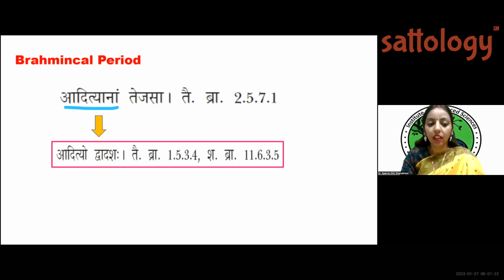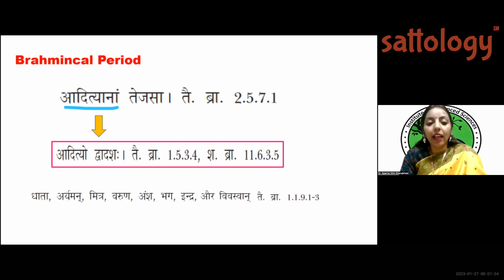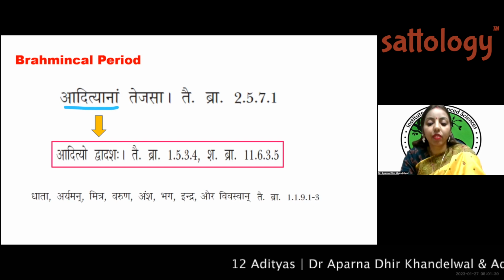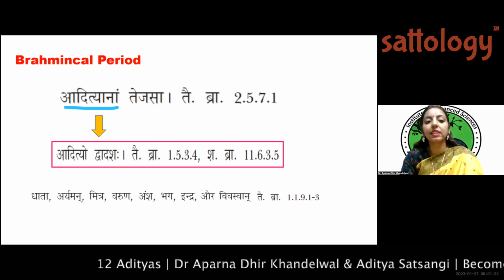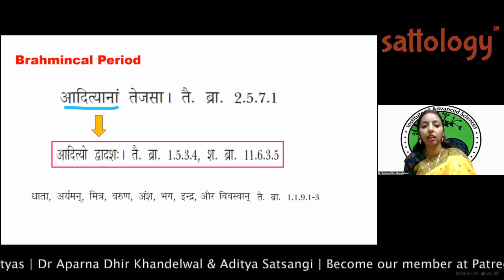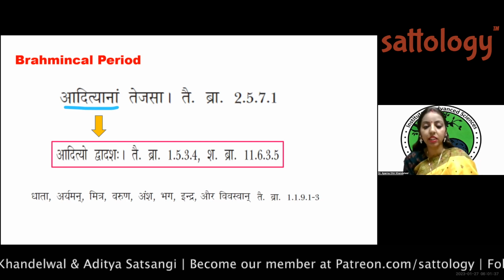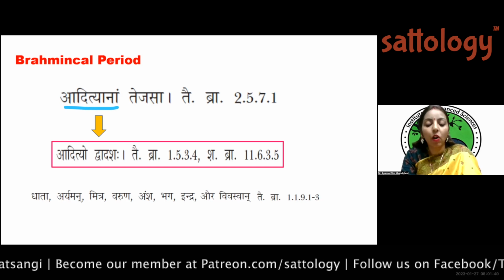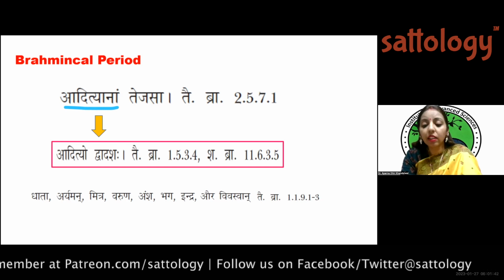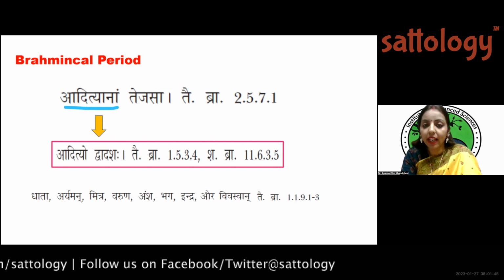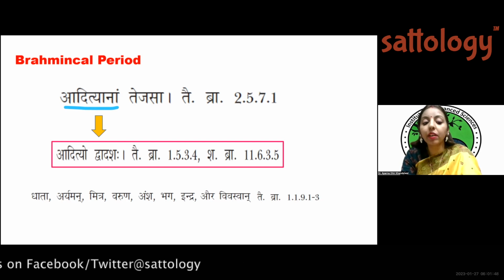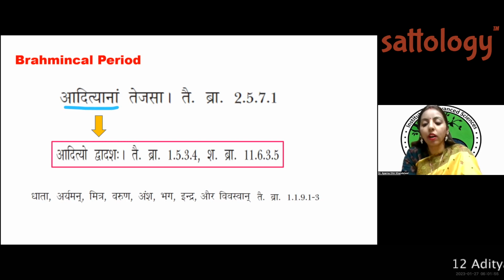This is now clear. And again in Taittiriya Brahman, first Kand, in these references, they have explained the same story of Aditi and her eight sons, as we have found in the Rig Veda. In the Taittiriya Brahman, we have eight names of the sons: Dhata, Aryaman, Mitra, Varun, Ansh, Bhag, Indra, and Vivasvan. These names are there in an order in this particular reference of Taittiriya Brahman.